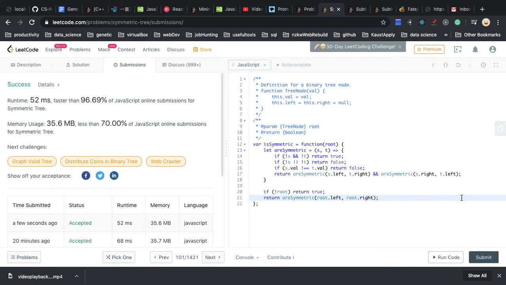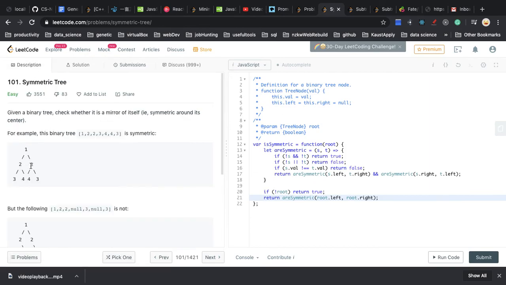The key point to solve this question is that we need to know the true meaning of symmetric. We first determine if the root nodes are the same, and then we determine if the right node of the first tree and the left node of the second tree are the same, and the left node of the first tree and the right node of the second tree are the same. Then we say they are symmetric. That's the only difference between checking whether two trees are symmetric and checking whether two trees are the same.